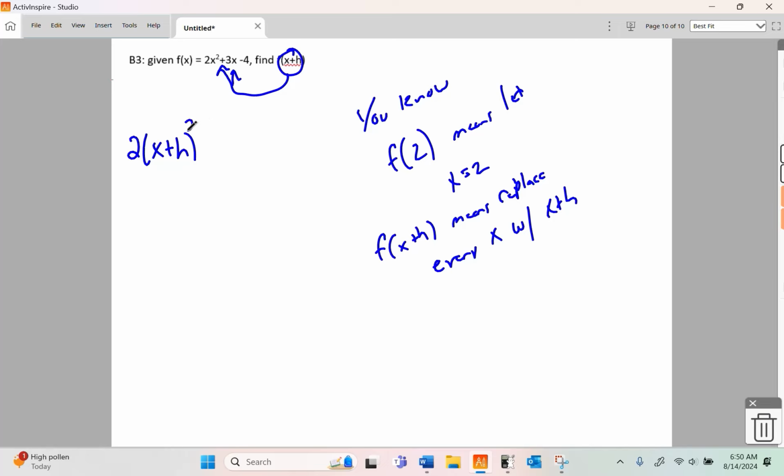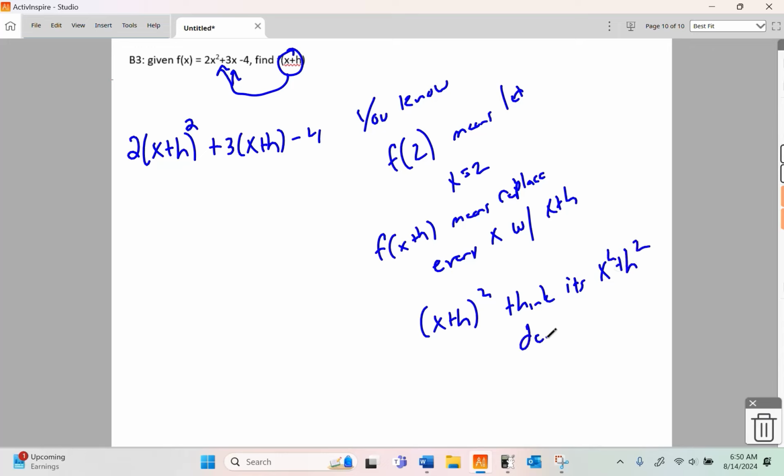Now that x has a 2 for an exponent. I see a 3, and then I see an x, and that x becomes x plus h. And then I see this take away 4. X plus h squared is the big one. There's going to be a lot of you kids who think you're smart, and you think it's x squared plus h squared, and you're dead wrong. Plain and simple, that is dead wrong.